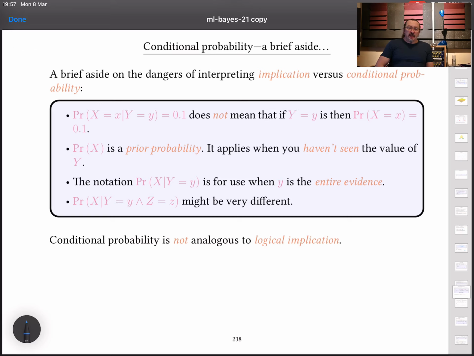But before I get into detail on how to construct a Bayesian network and what you can then do with it, I want to take a brief aside, because I need to mention the danger that is inherent in trying to treat conditional probability and implication in the same way, which is a really, really compelling thing to try and do.